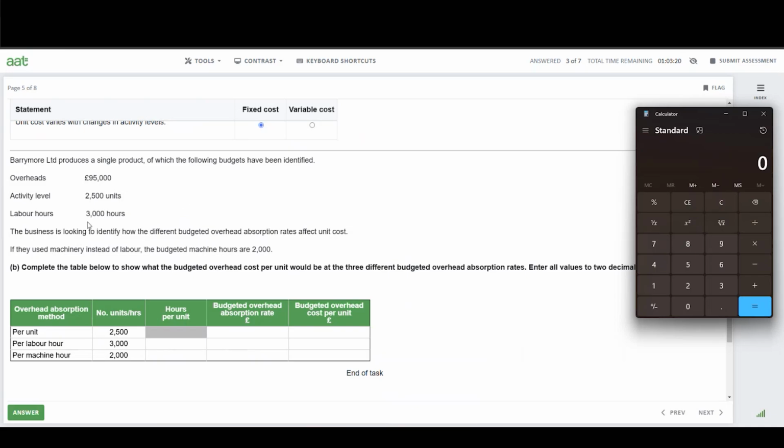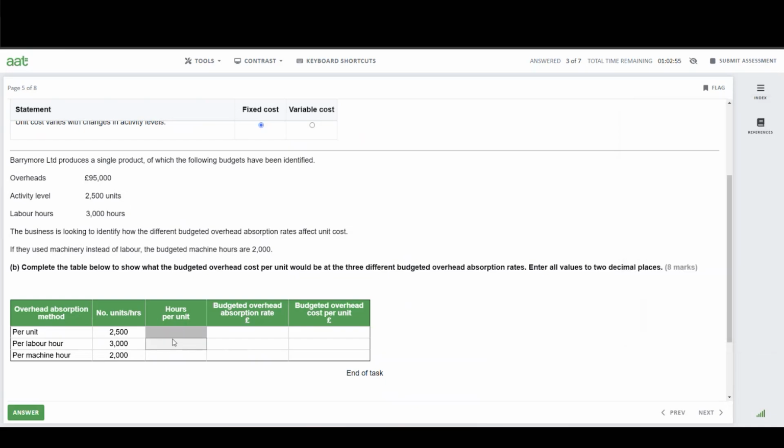Okay, so it tells us that there are 3,000 hours taken to make 2,500 units. So if we divide 3,000 hours by 2,500 units, that means it takes 1.2 hours to produce each unit. Remember, we need to put our answers into 2 decimal places. So if I just put that in, which is what my calculator has given me, that's not to 2 decimal places, is it? So I must remember to put a 0 after it, 1.20.